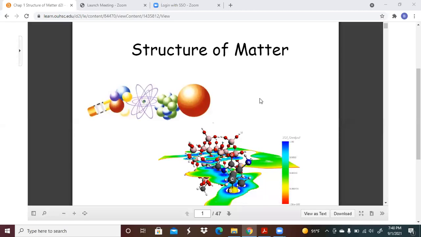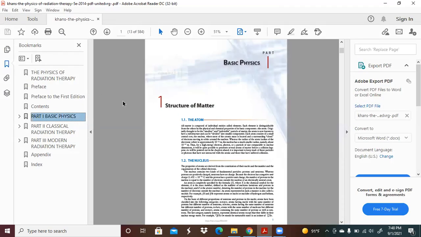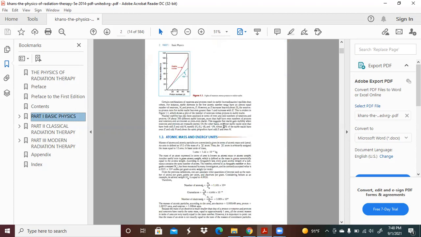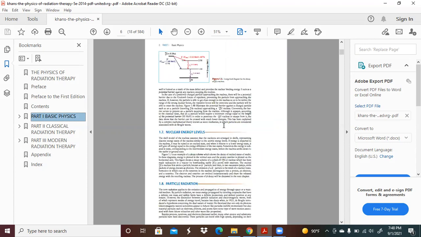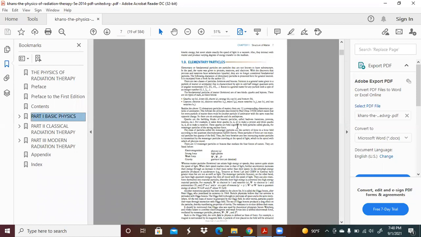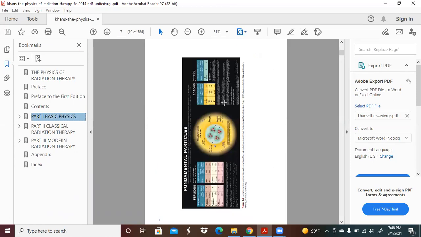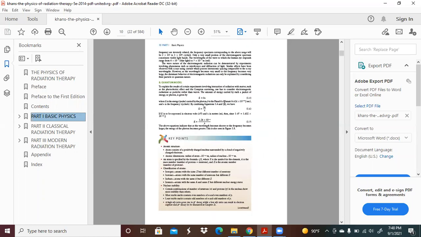This lecture is going to be over chapter 1 out of Khan. You can see here, this is a PDF copy I have of Khan, where we're going to discuss the structure of matter, chapter 1. A lot of what you're going to see here in all of these sections is going to be discussed in this slideshow presentation. It's kind of a summary of what's going on here in these 10 sections. But reading the text would be good.